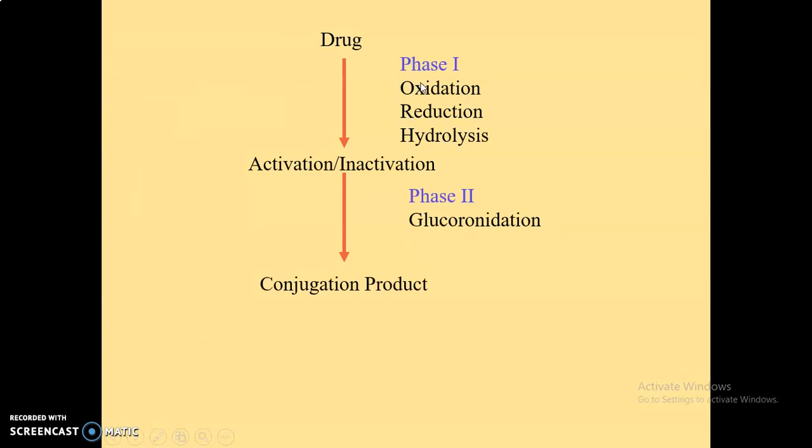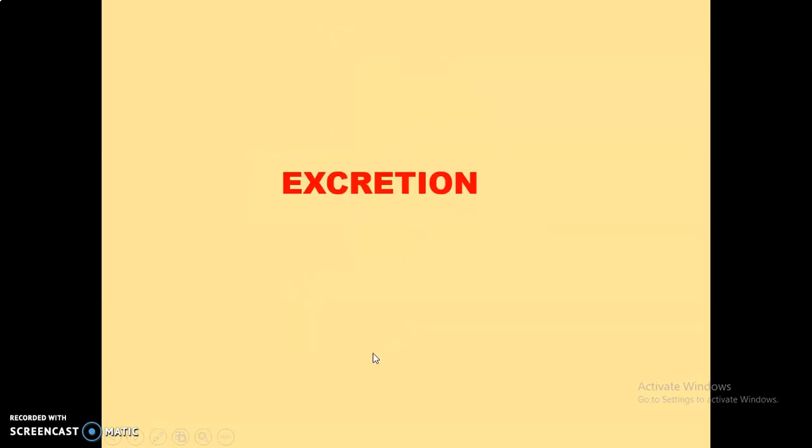Whenever a drug is given, it undergoes phase 1, that is a non-synthetic reaction, which takes place by oxidation, reduction, hydrolysis, etc. The product is an active or inactive metabolite. And again this active drug or active or inactive metabolite undergoes a phase 2 reaction, that is glucuronide conjugation, and that conjugated product is easily excreted outside by the kidney. Hope you have understood about the metabolism of the drug.